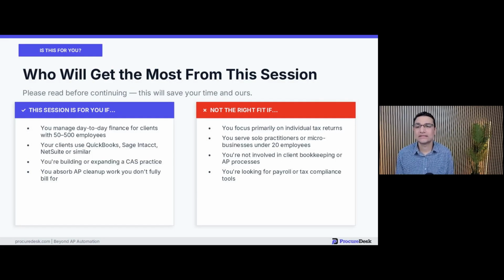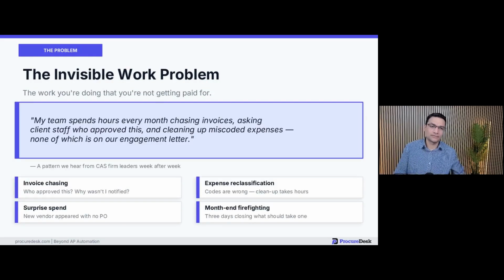This is not right for you if you focus on just individual tax returns, or you serve solo practitioners or micro businesses under 20 employees, because at that time the scale is not there to offer any sort of advisory services. Or you're not involved in client bookkeeping and finance, I think that doesn't scale. Or if you're looking for payroll or tax compliance solutions, that's not there either. With that said, let's jump in, and we'll discuss a couple of things here.